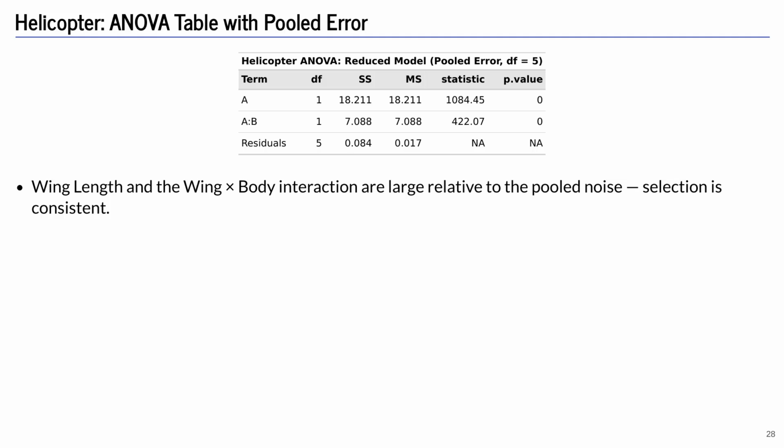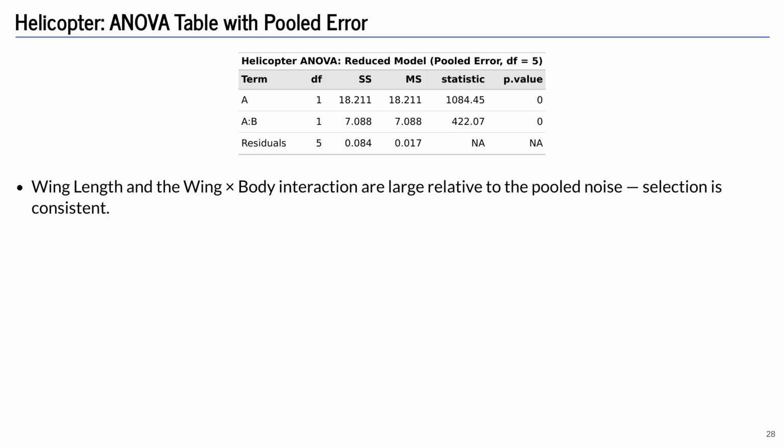Now look at the active effects. Wing length has a mean square of 18.2. The interaction has a mean square of 7.09. Compare those to the residual mean square of 0.017.